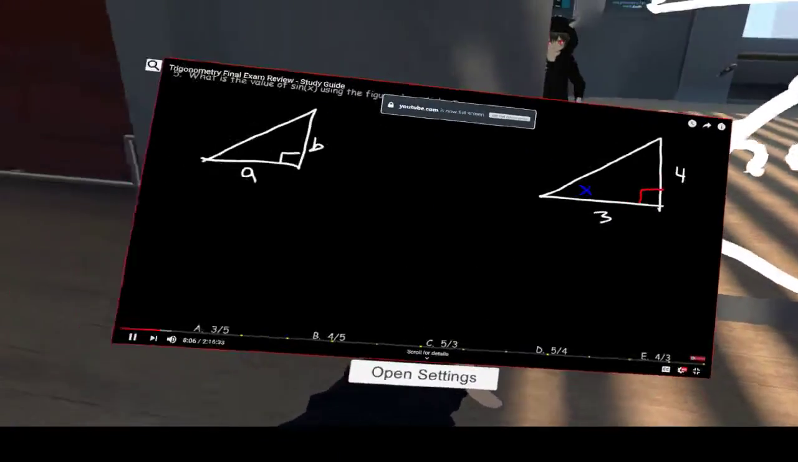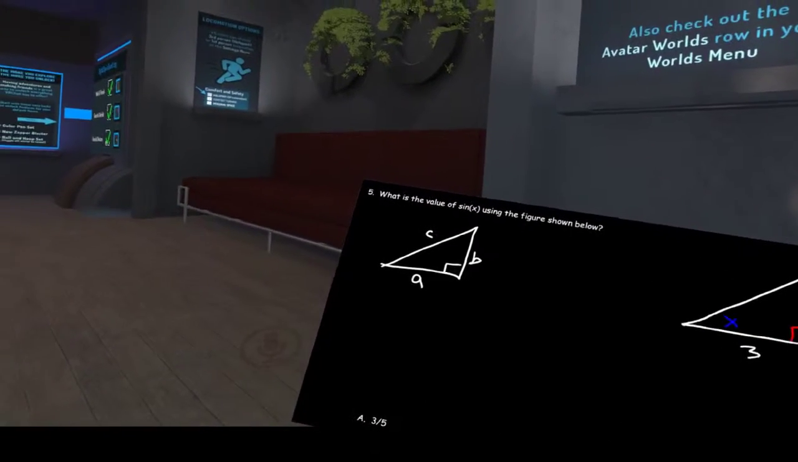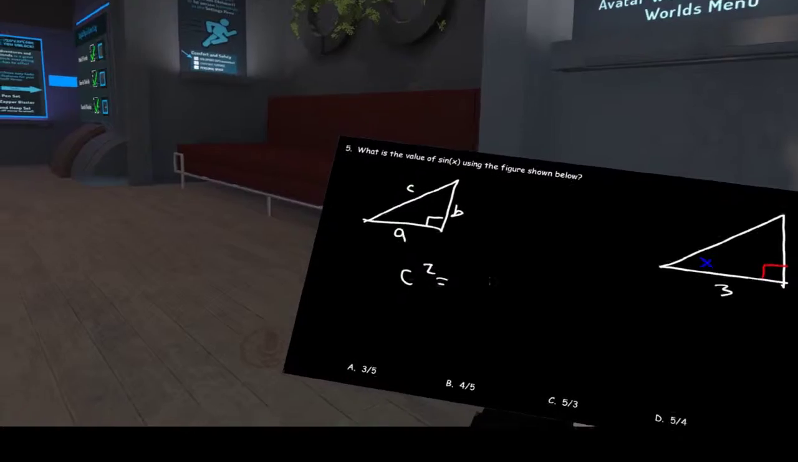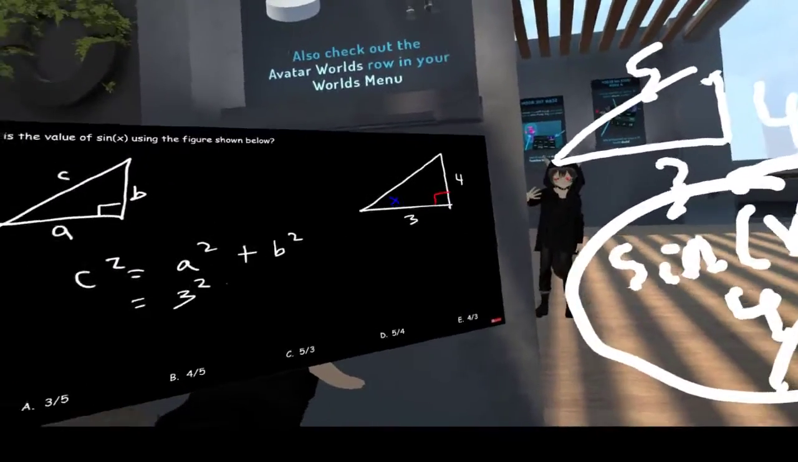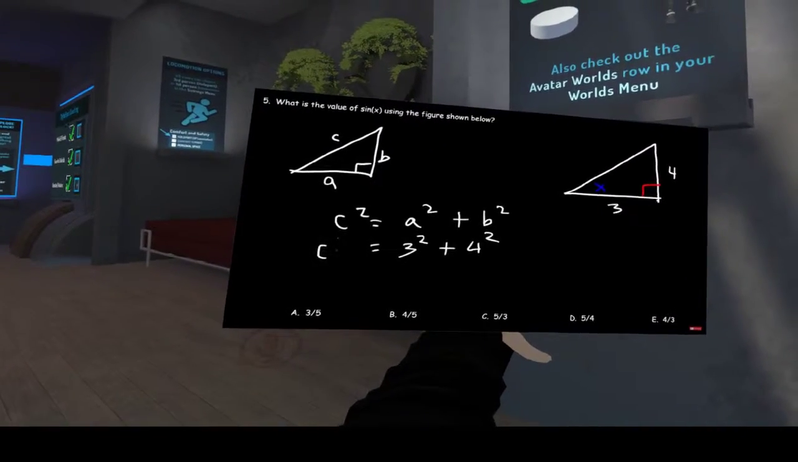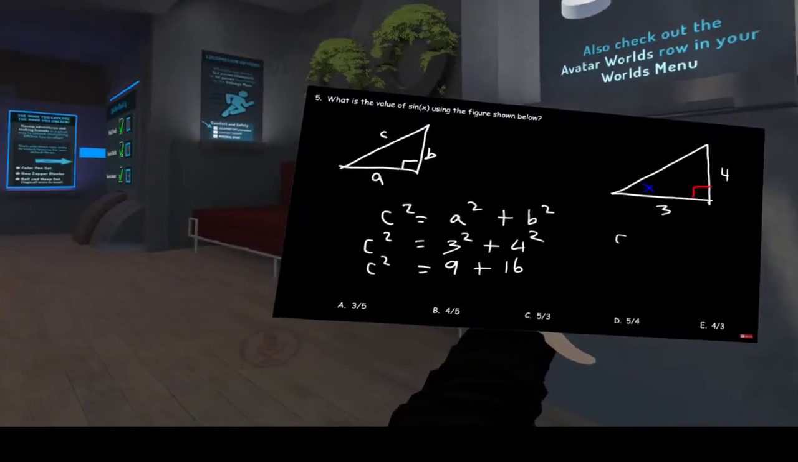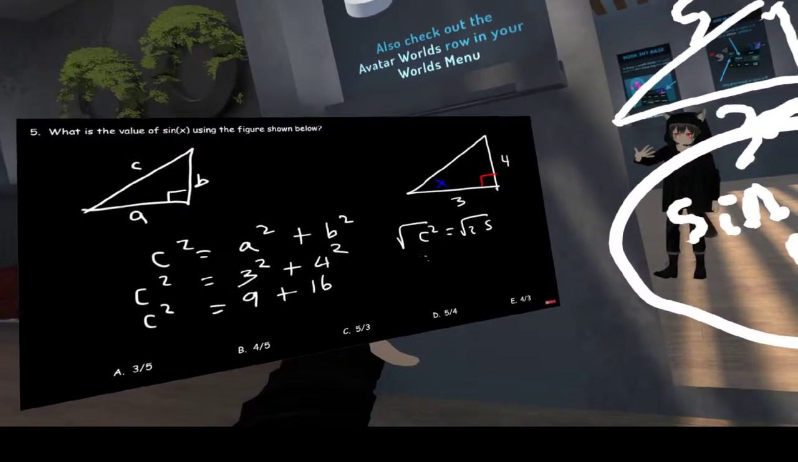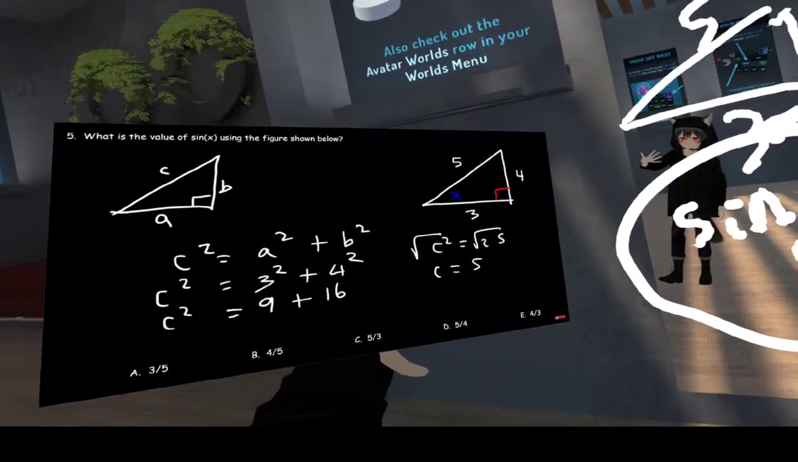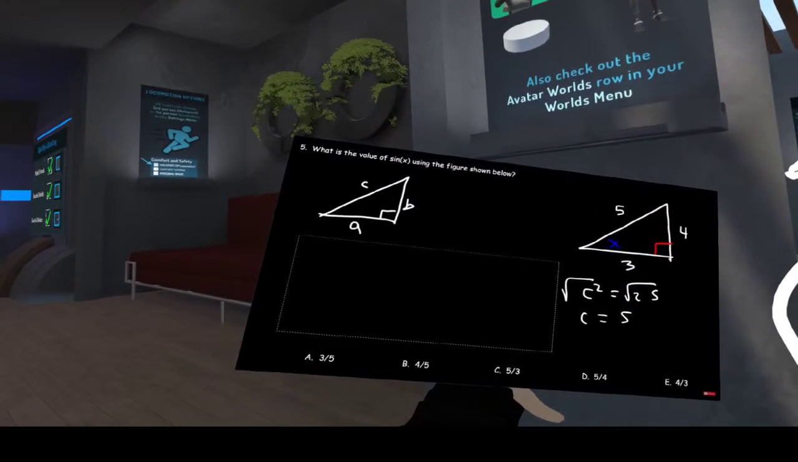And so we have a right triangle. Let's call this A, B, and C. So we got to find C, the side length of the hypotenuse. And so we could use the Pythagorean theorem. C squared is equal to A squared plus B squared. Okay. So A is 3, B is 4, and we need to calculate C. 3 squared is 9, 4 squared is 16. And 9 plus 16 is 25. So now we need to take the square root of 25, which is 5. So what we have is the 3, 4, 5 right triangle. Now there are some special triangles that you want to keep in mind.